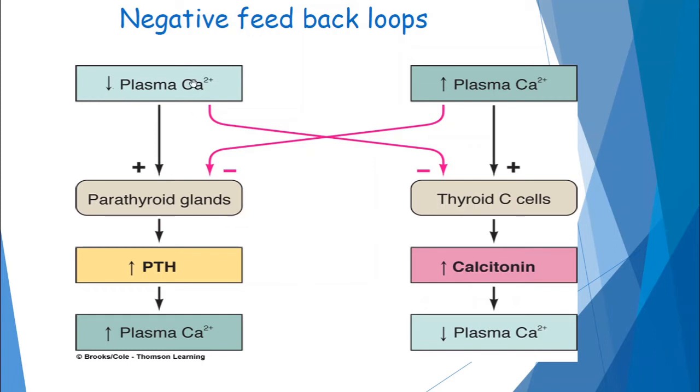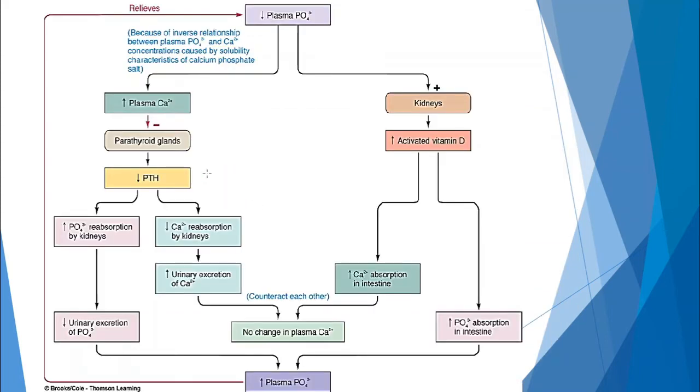When there is decreased plasma calcium, it activates the parathyroid glands, but at the same time it inhibits the thyroid C cells. Whereas an increased concentration of plasma calcium will activate the thyroid cells, but it inhibits the parathyroid glands.